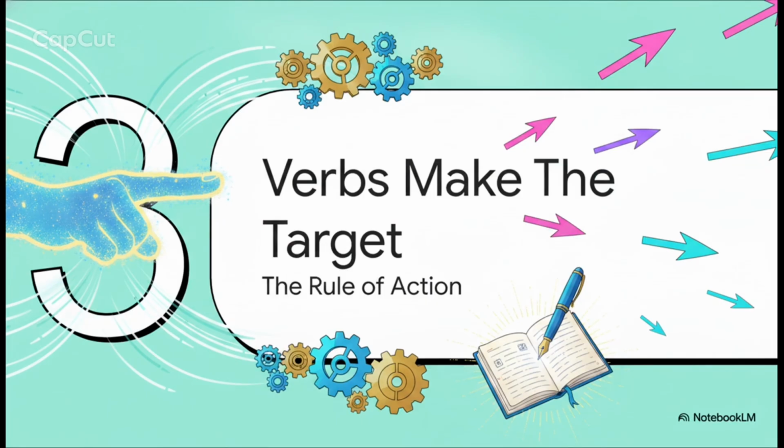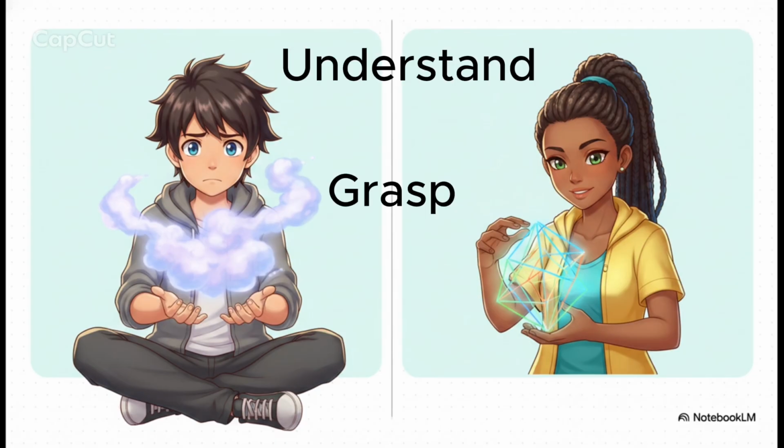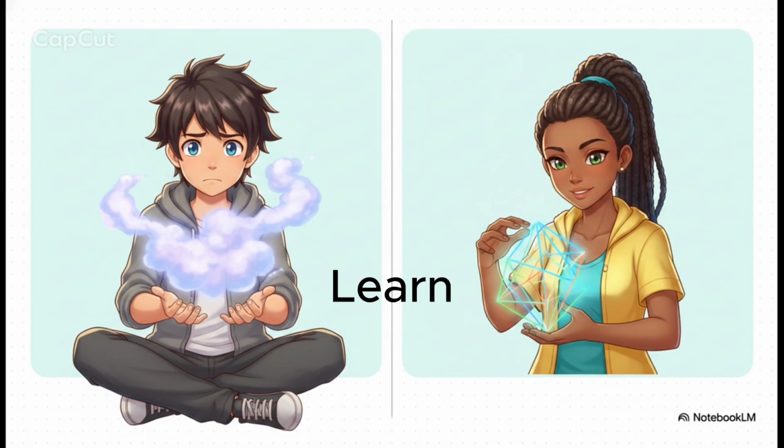Section 3. Verbs make the target. The rule of action. Okay, the absolutely crucial point in crafting these targets comes down to the verbs. Just look at this stark contrast between unmeasurable and measurable actions. When you're pulling statements from your standards, you have to ensure the verbs dictate exactly what the student will do. Please avoid vague words like understand, grasp, or learn. You literally cannot easily measure if a student actually knows something.